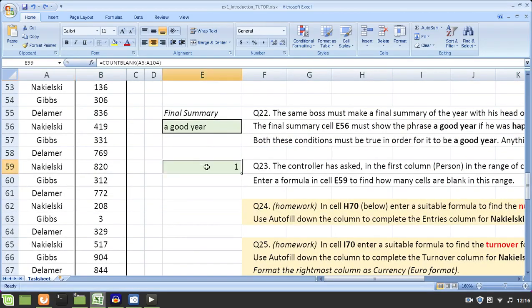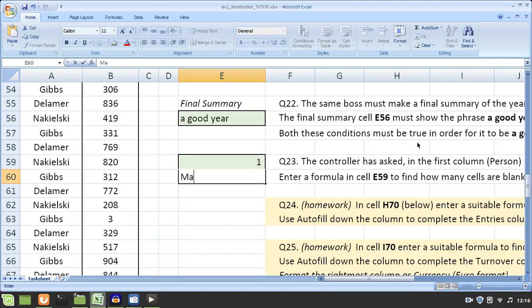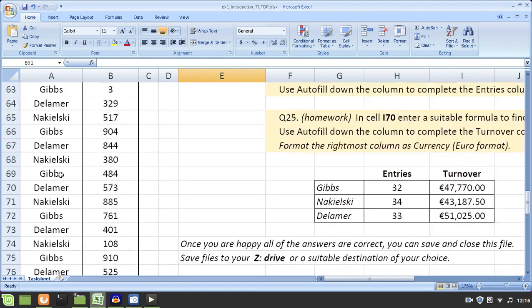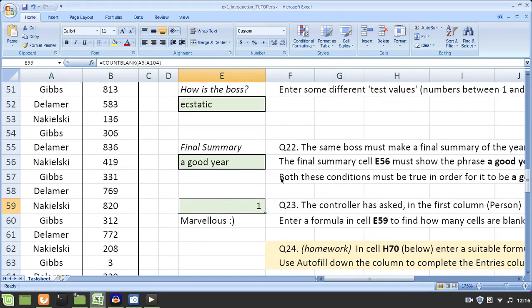Well, this is the function. We have to count blank, or look for the blanks and count them up. So there's the function, there's my range of cells. So in this range, how many cells are blank? Well, 1. We know it's 1 because down here in cell A81, there's my blank cell. So just to reiterate, the function is COUNTBLANK, A5 to A104.